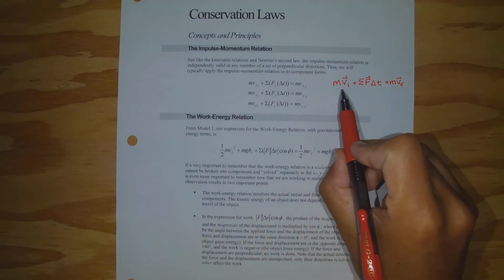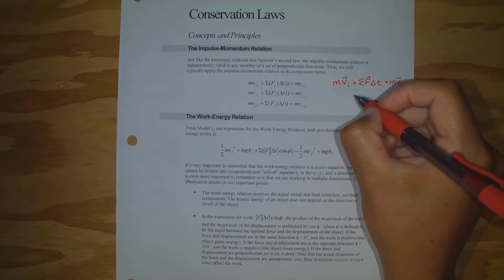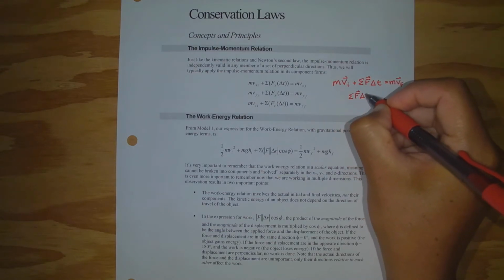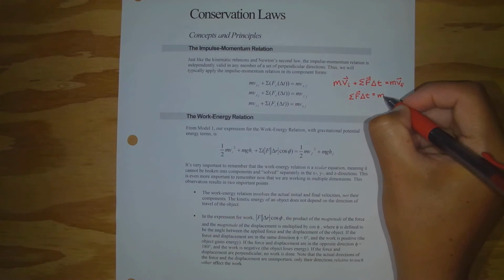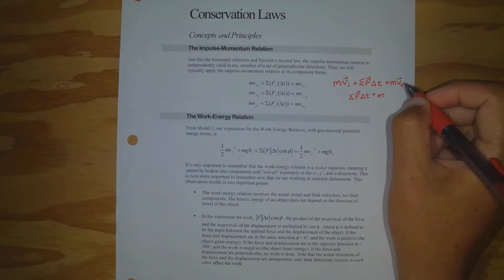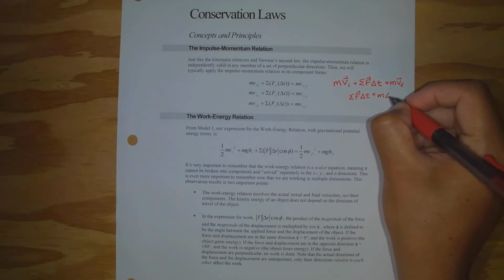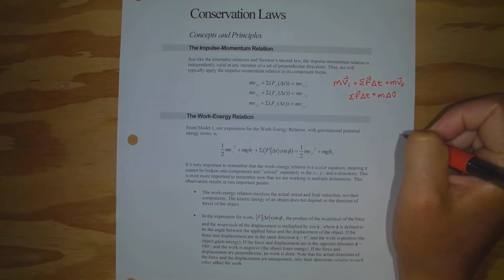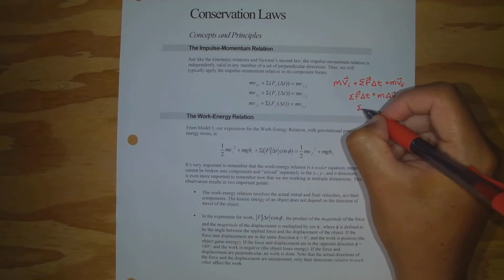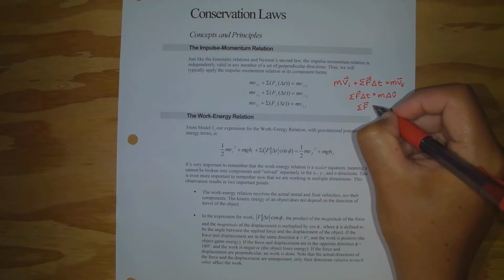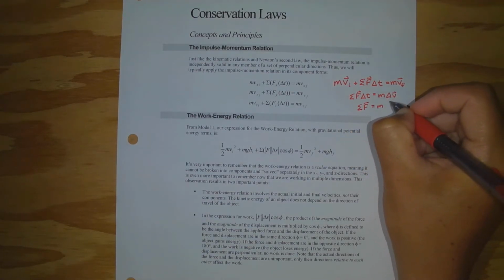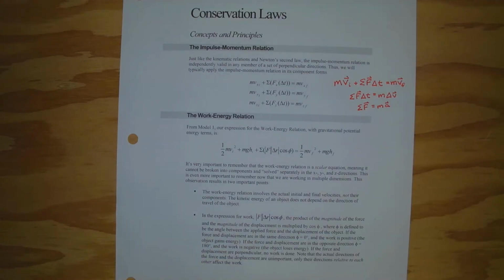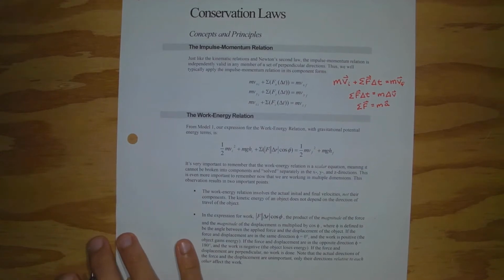If you bring the mass times the initial velocity over to the other side, you have the sum of the forces times delta t is equal to the mass times, on the other side it would be negative. You can pull out the mass and you'd have v final minus v initial. Let's call that delta v. And if you divide by delta t, that would be the sum of the forces is equal to the mass times delta v over delta t, which is the acceleration. So the impulse-momentum relationship is related to Newton's second law.